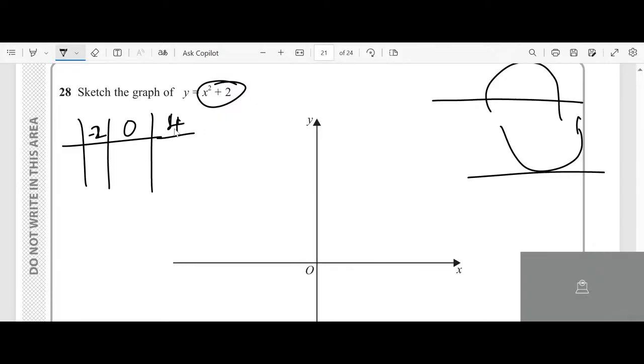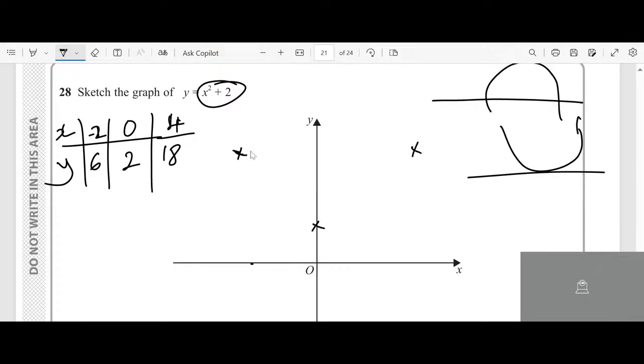So you see, we use this equation: negative 2 squared will give me 4. 4 plus 2 is 6. So if x is negative 2, y is 6. And for 4, we have 16 plus 2, 18. So let us see the sketch, because the negative 2 will be somewhere here, and 6 will be here. Its 0 will be on 2, and 2 is here. Then it's 4, and its 18 has to be there.